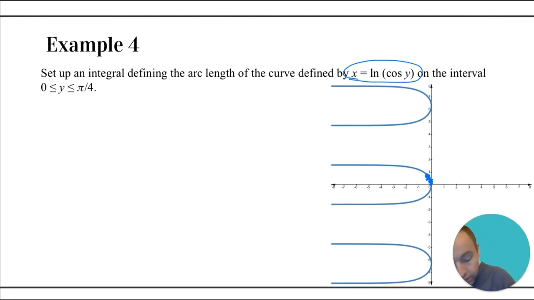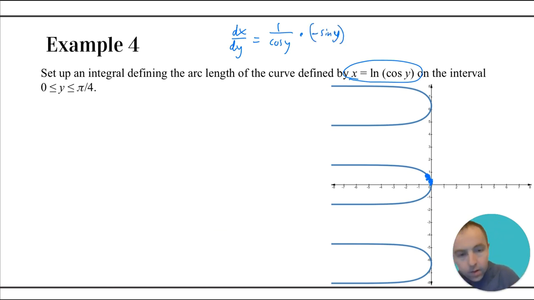really have a lot of work to do other than the fact that we need to figure out what the derivative would be. So we need to figure out what dx/dy would be first of all, and then square it. So for dx/dy, we have natural log of cosine of y. So I have to do the derivative of the outer function, which would be 1 over cosine y, and then multiply it by the derivative of the inside, which would be negative sine y.